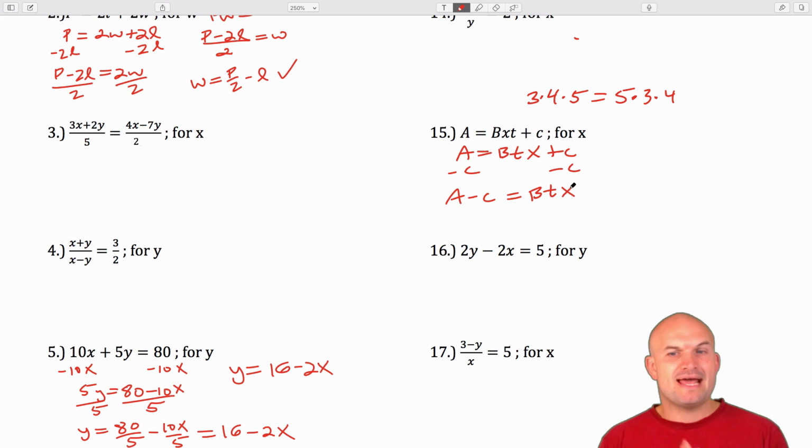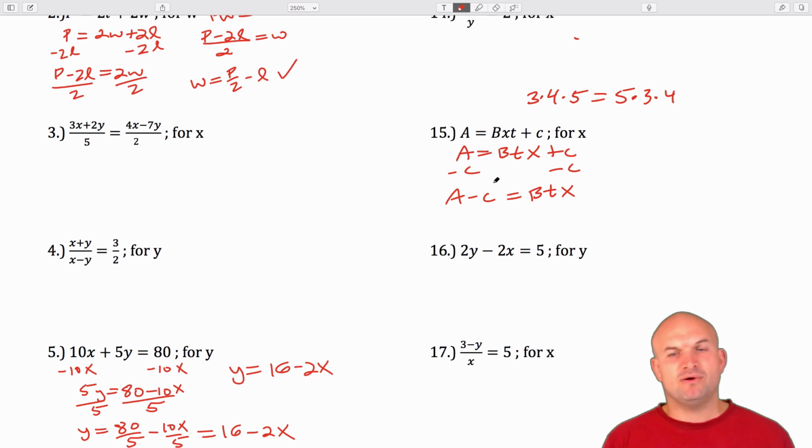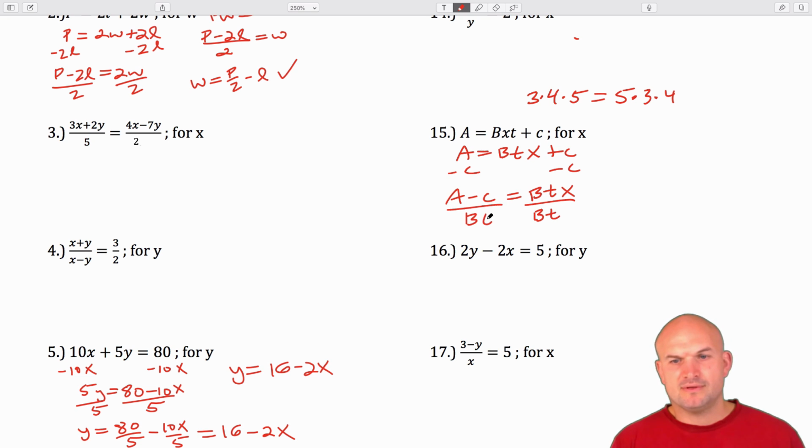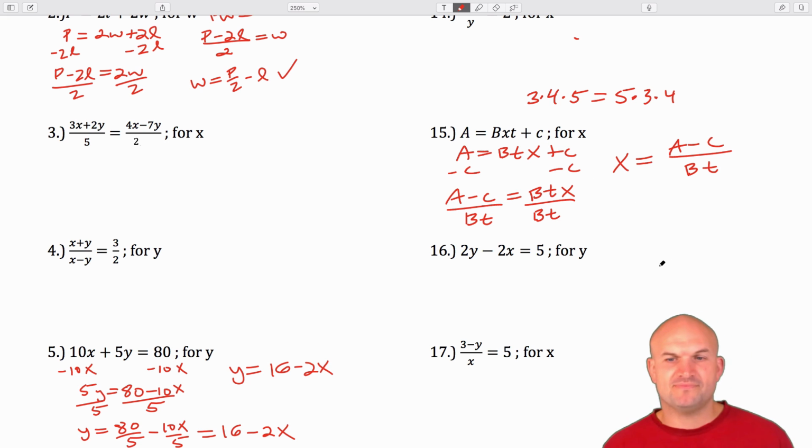And now you can see my x is being multiplied not only by t, but also by b. It's being multiplied by both of them. So here's the 4. You can recognize this 4 is being multiplied by 5 and a 3. So you could divide by 3, and then divide by 5. Or you could divide by t and then divide by b. But why don't we just divide by both of them at the same time to save us some trouble? That's going to divide out, and that's going to leave me with x equals a minus c divided by bt. I'm just going to leave it just like that as the simplified version.